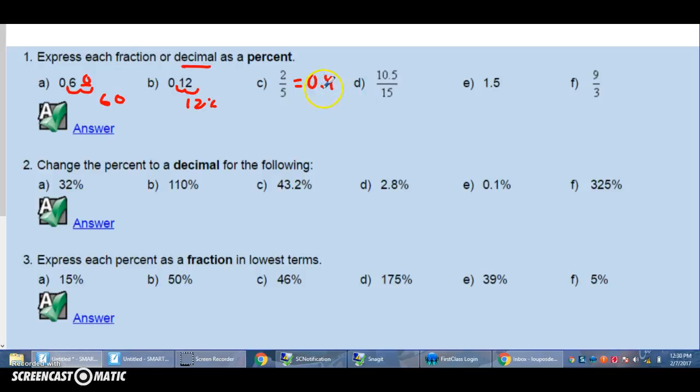As a decimal, but not as a percent, move that over twice, 1, 2, or multiply by 100 to get 40%. Here, 1.5, and you go 1, 2, it's 150, 150%, which in a lot of cases might not make sense, but you can have a percent bigger than 100.